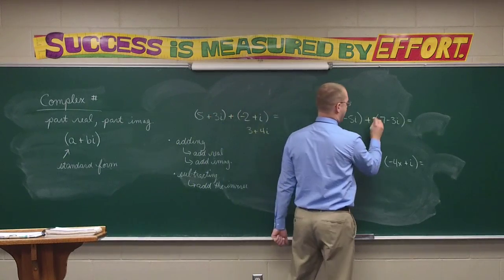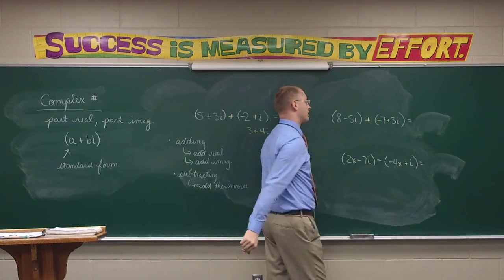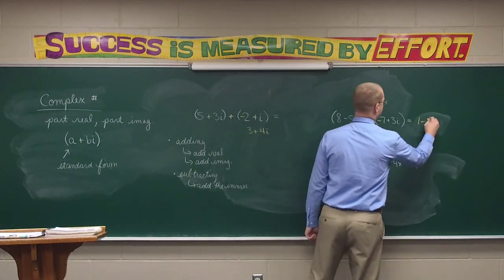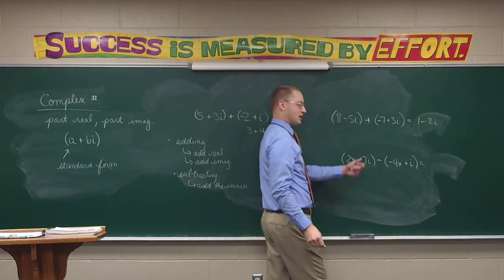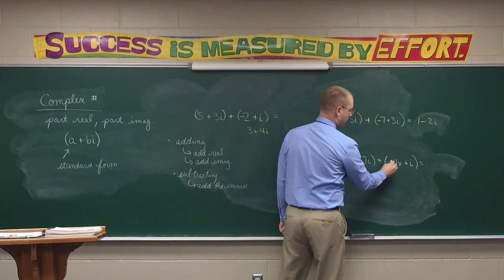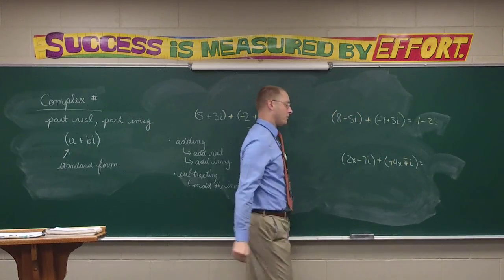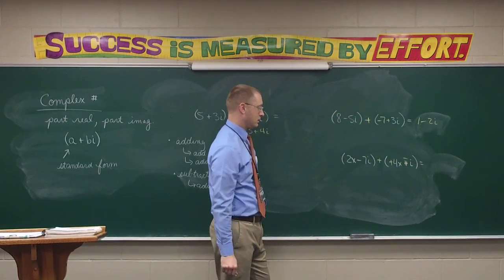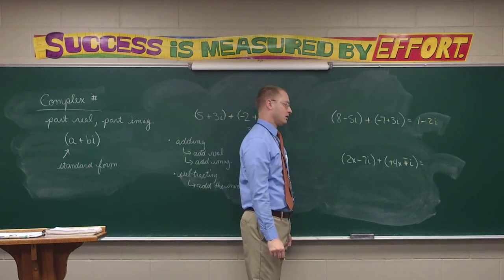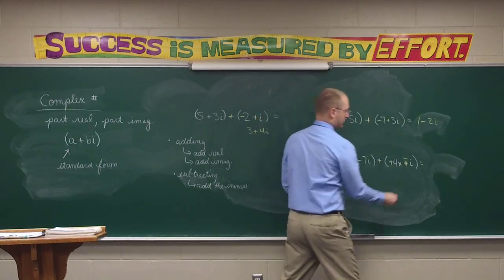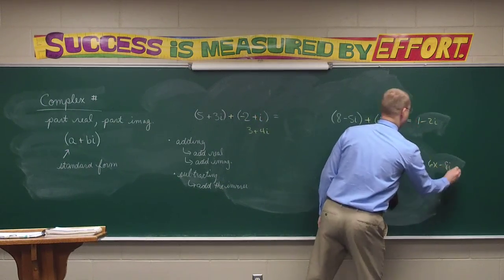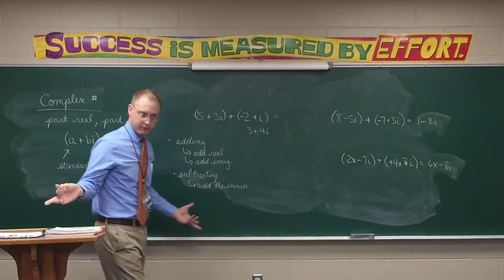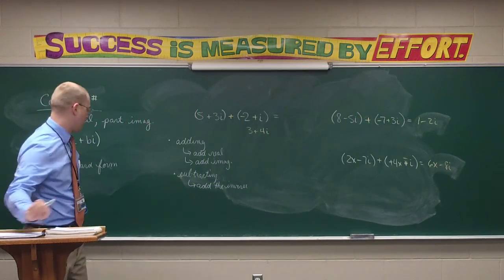What about here? We add the inverse. What do we get, Quentin? 1 minus 2i. Says subtract, class. Nope. And what do we get, Jamie? 6x minus 8i. 6x minus 8i. Easy enough? Questions on that?